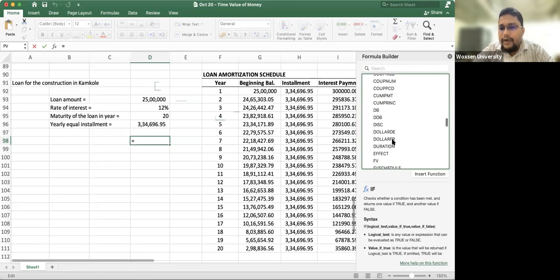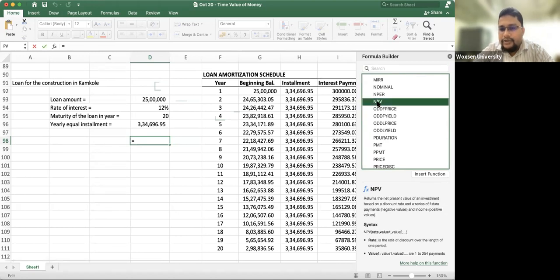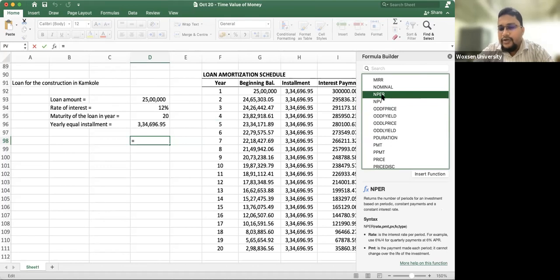Okay, somehow you think that NPV could be the function, or NPER could be the function. Now read the description. What does it return? If you use the NPER function, what is the outcome? It says that it returns the number of periods for an investment. In this case, we are not looking for the number of periods. We are looking for the equal amount of payment, right? So that is not going to be the right function.